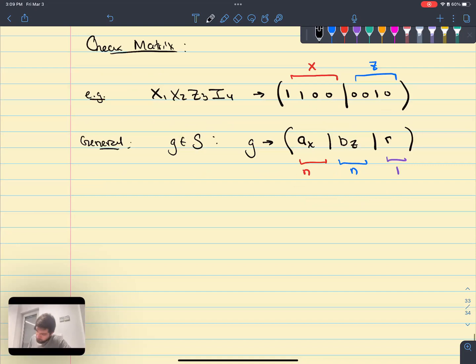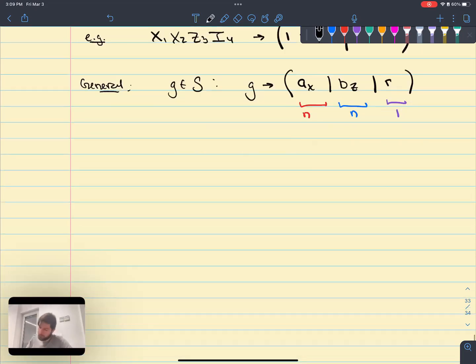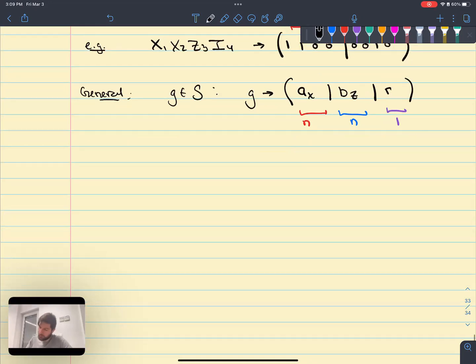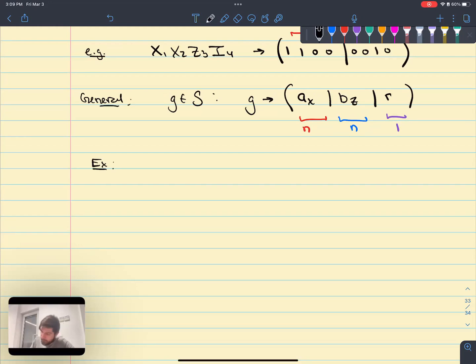So now that we've condensed this, let me give one other example, just because this might not be clear. If you have something like the following, say, for example, y1, y2, x3, and I4. Or I'll just make this Z.